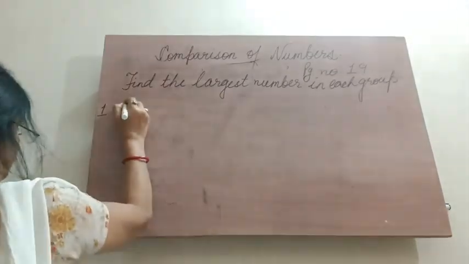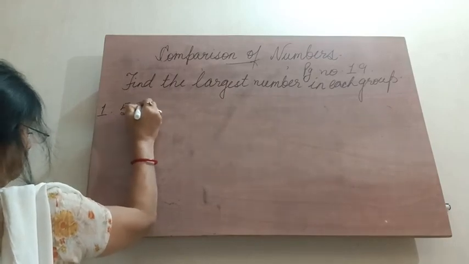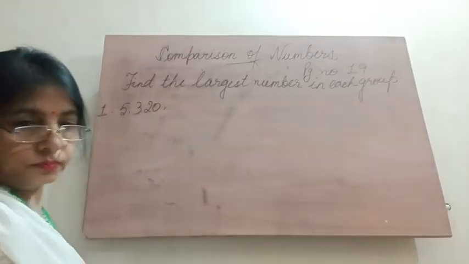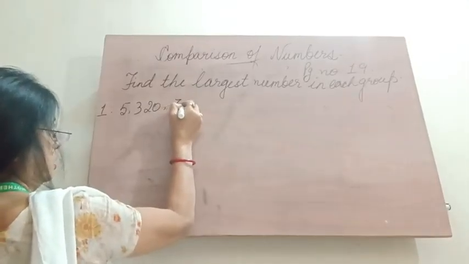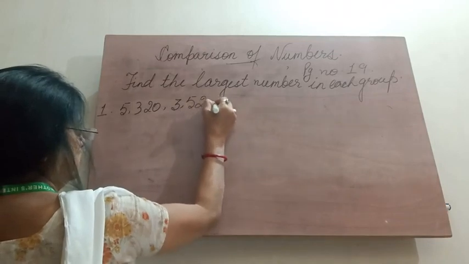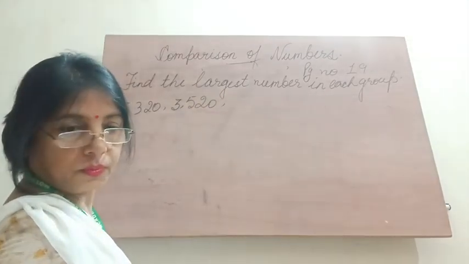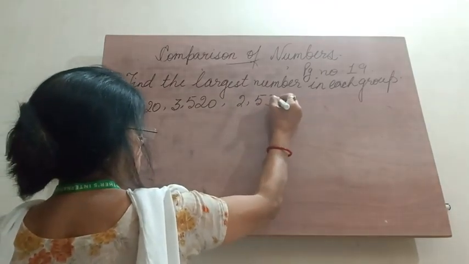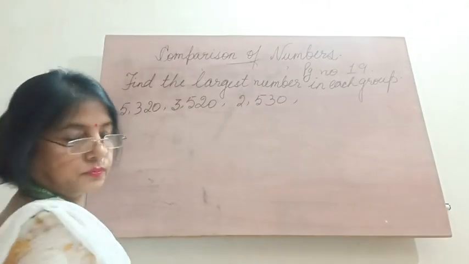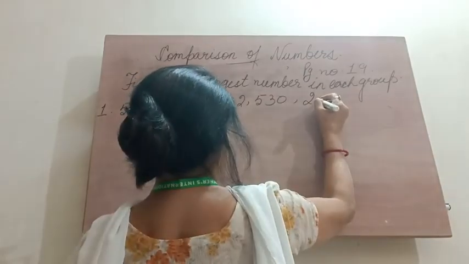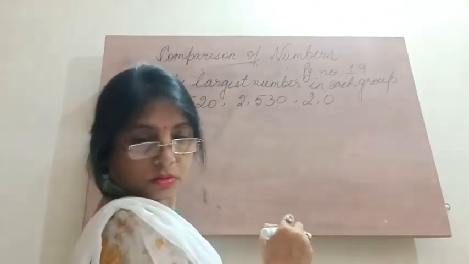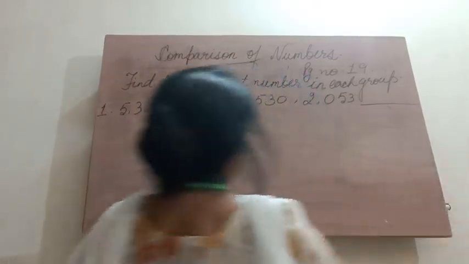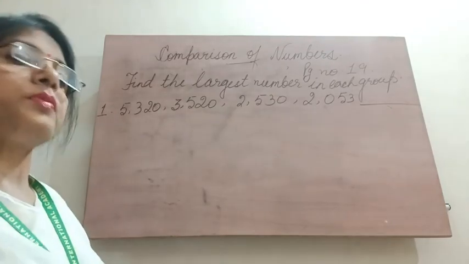The first one is 5,320, 3,520, 2,530, and the last one is 2,053. Here is the space given to write down the answer.